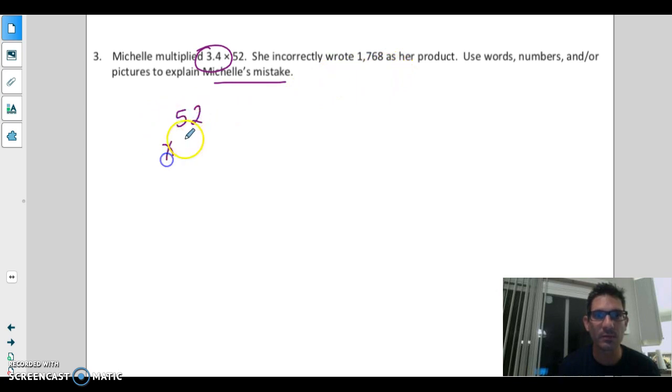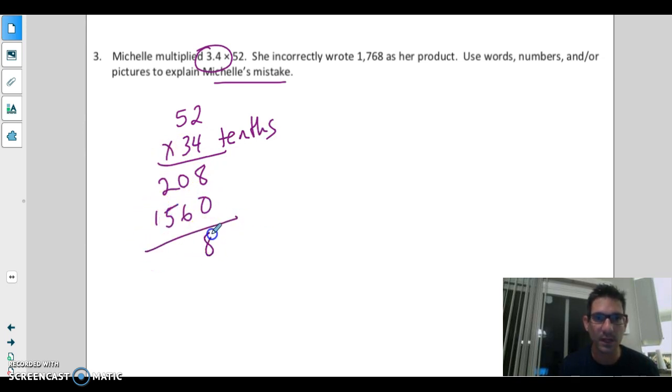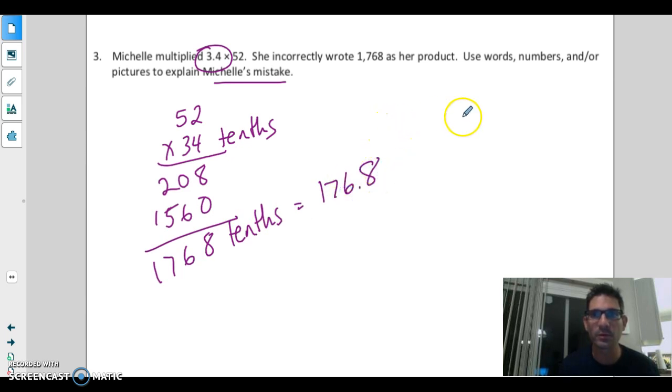52 times 34/10. So we got the 8 and we got 200. Then we got 0, then we have 6, then we have 15. So there's 1,768 tenths, which is equal to 176.8. So use pictures. It says words, numbers, and/or pictures to explain Michelle's mistake.